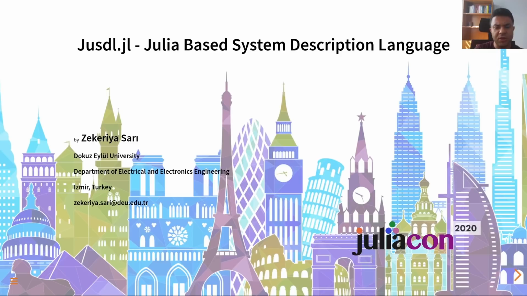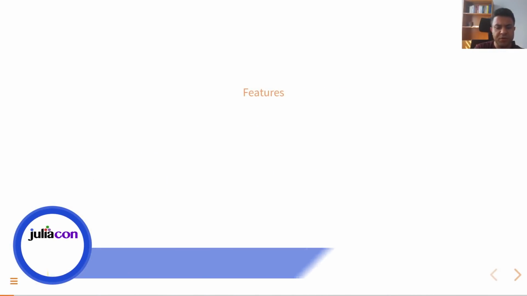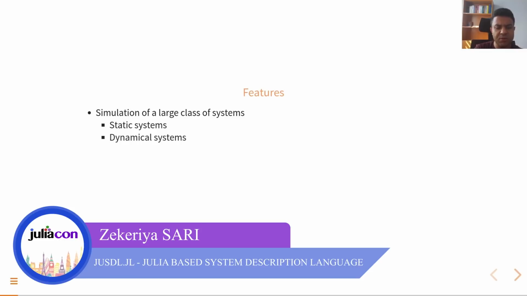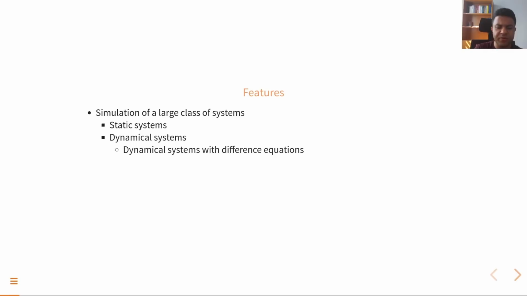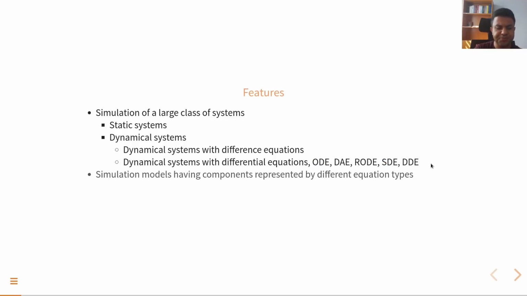The talk is about Jusdl, a Julia-based system description language. We will first start with the features of the package. The first feature is the simulation of a large class of systems, and these systems can be static systems and dynamical systems. Dynamical systems can further be divided into two: dynamical systems with differential equations and dynamical systems with difference equations. Here you can see the types of differential equations that can be solved in Jusdl, and Jusdl uses the DifferentialEquations package to solve these equation types.